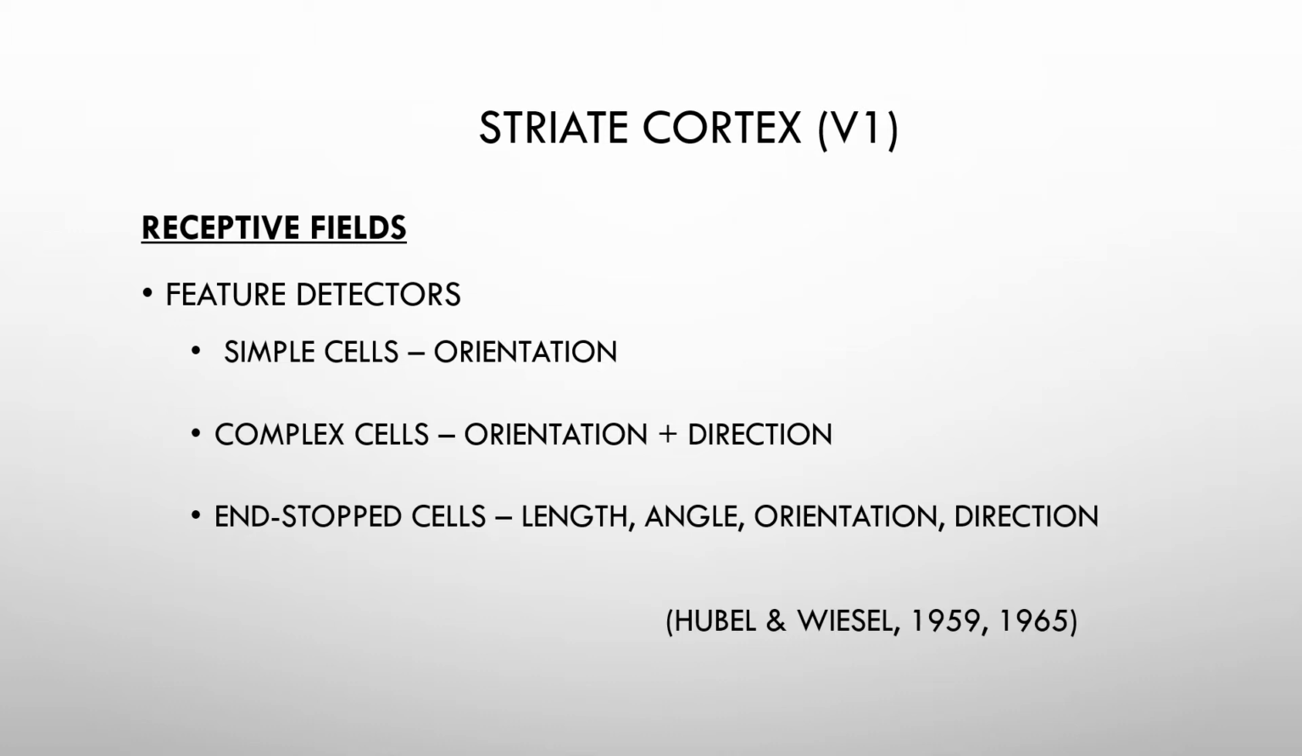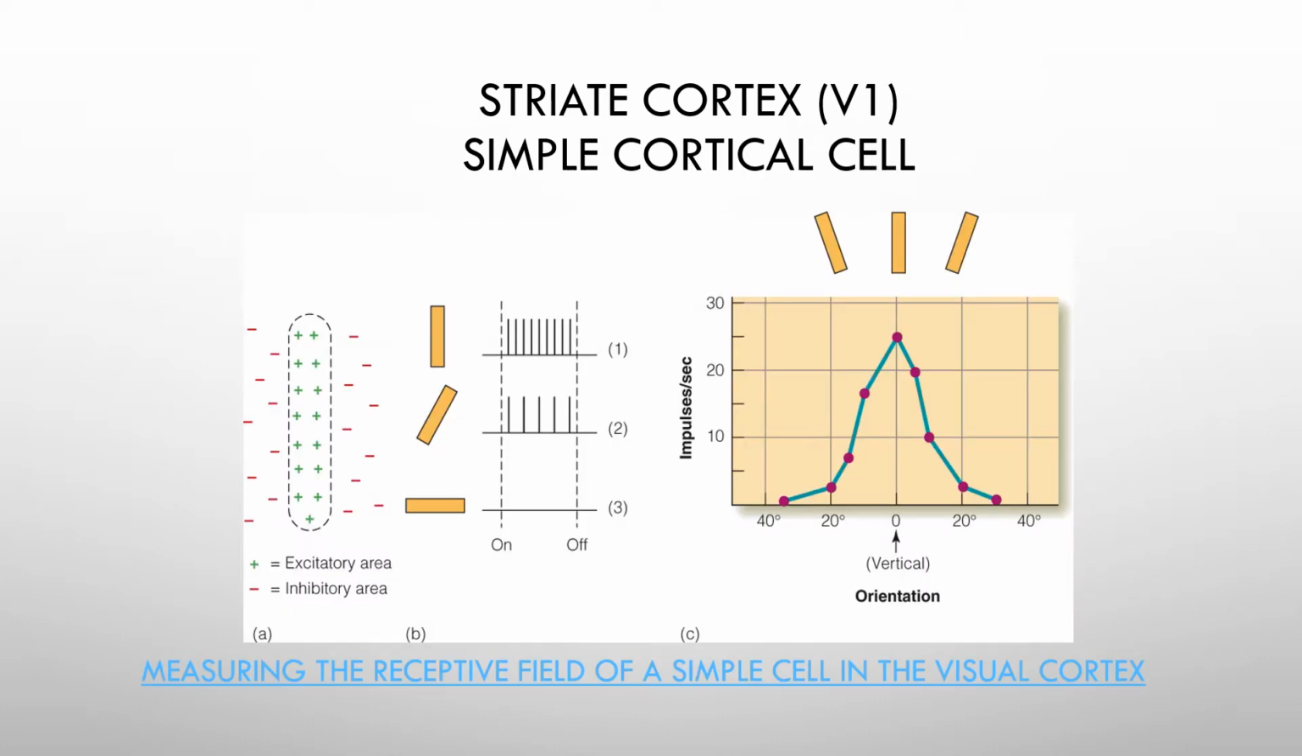We know about these from Hubel and Wiesel, again doing research on cats, and I'm going to share a video that I think is really fascinating that shows the measuring. So I'm going to show you the measuring of a receptive field of a simple cell in the visual cortex. But first I'm going to talk through the different cortical cells, so I can't actually give you this link until after I talk through these different cortical cells.